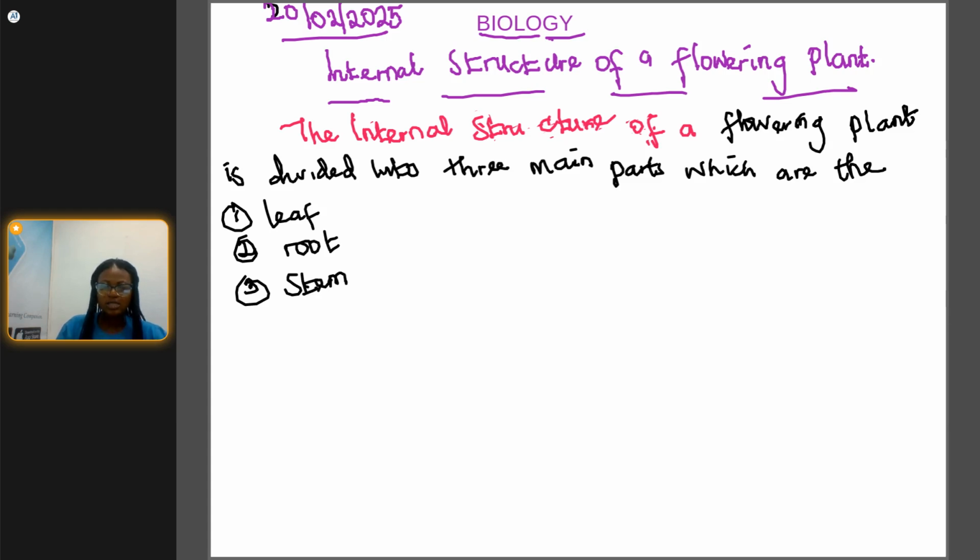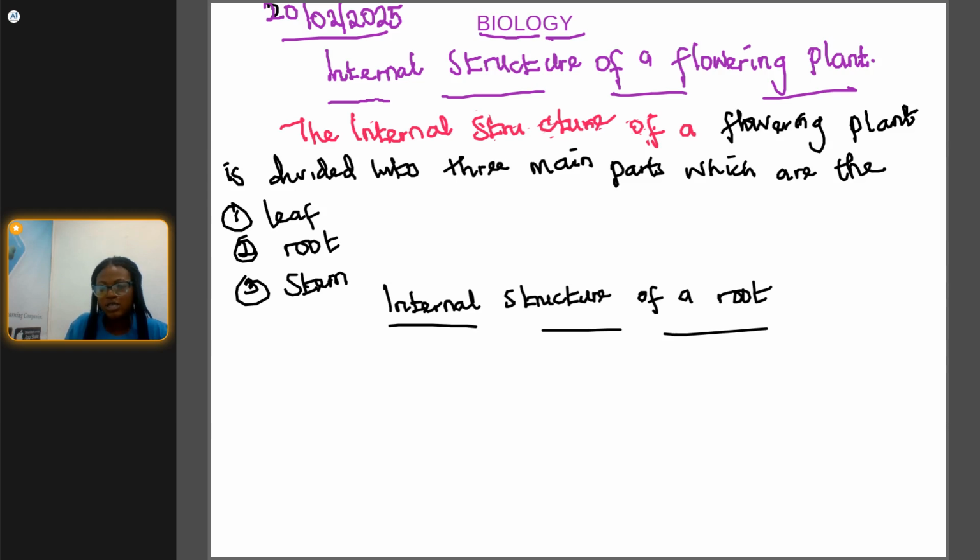So we want to look at the internal structure of a root now. We are going to be looking at it one after the other. So, the internal structure of a root. What is the function of a root in a plant? What does the root do for a plant? What is the major function of a root?